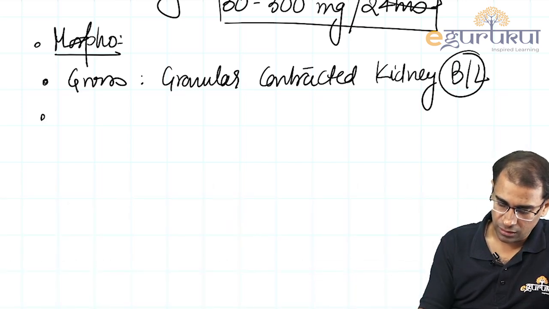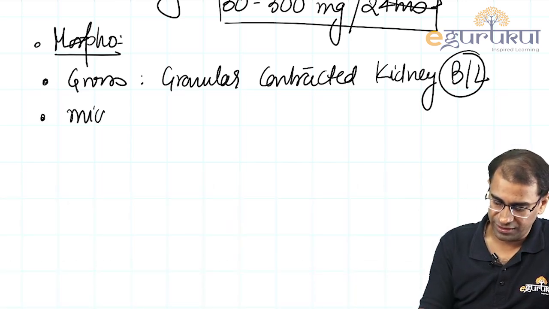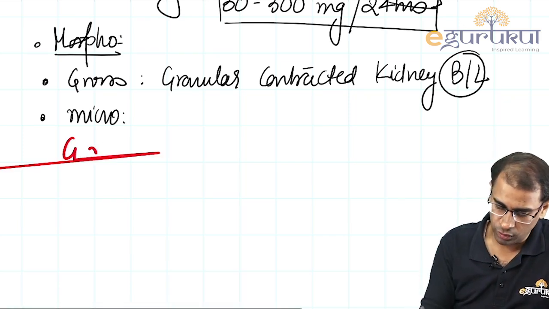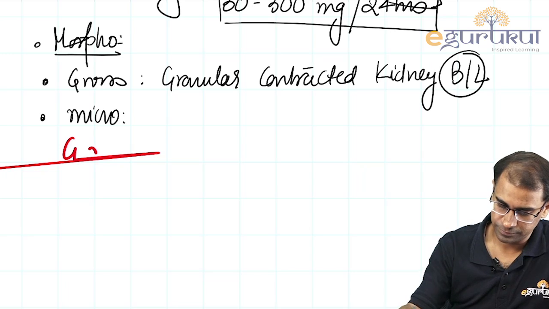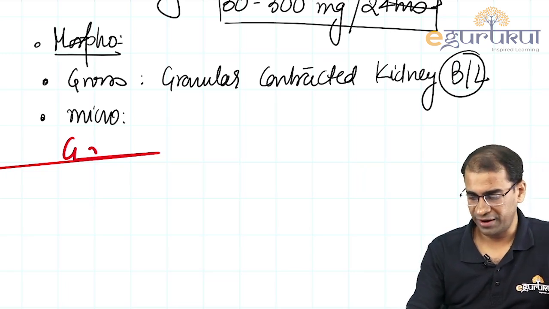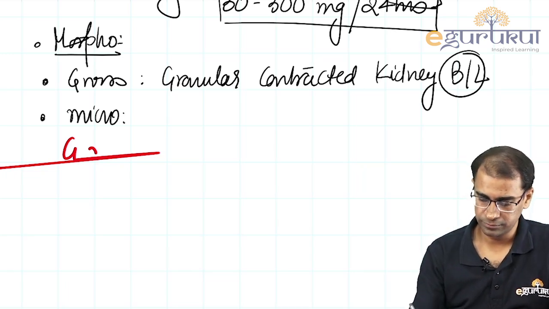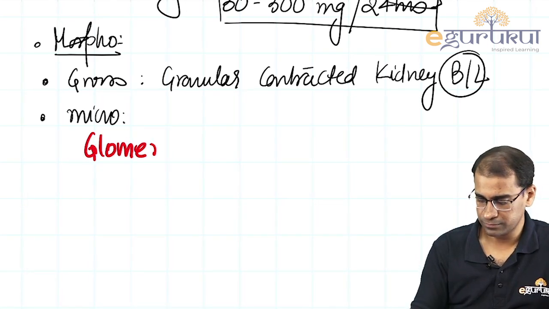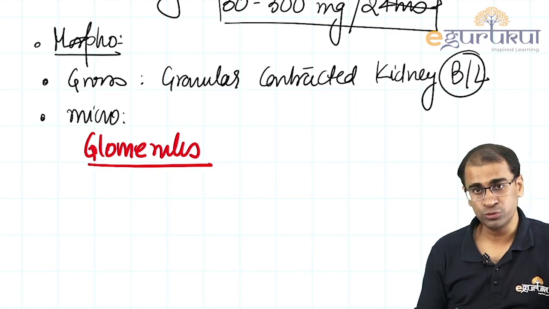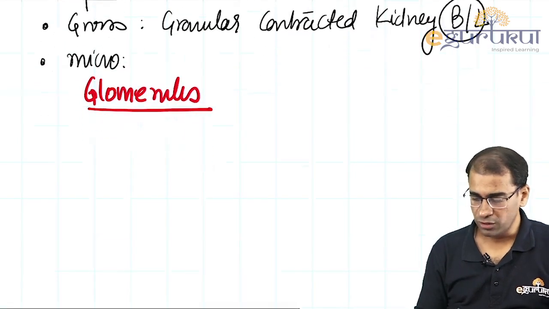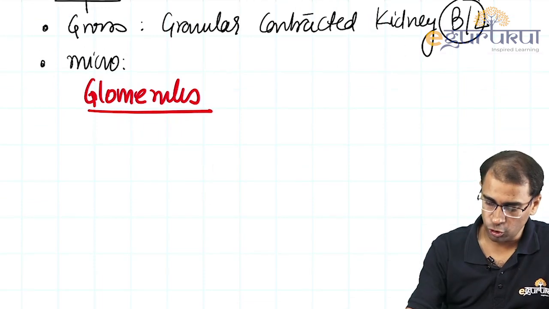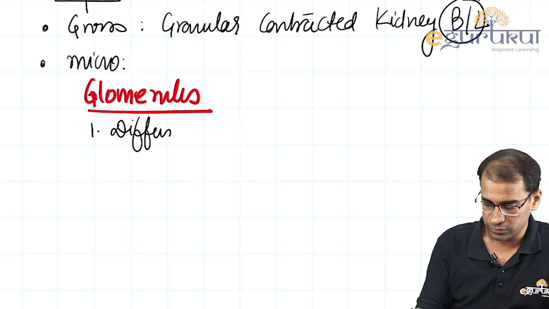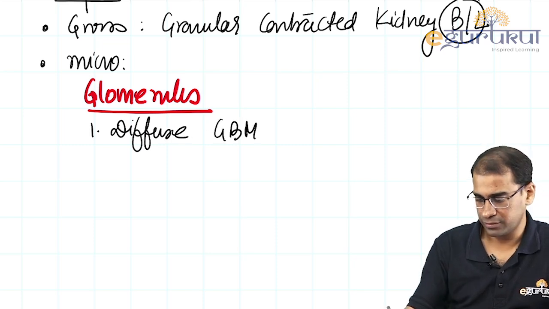In the microscopic findings, they can be divided into findings in the glomerulus and findings in the tubules. First of all, look at the findings in the glomerulus. In the glomerulus, 5 findings are seen. Number 1, diffuse GBM thickening.